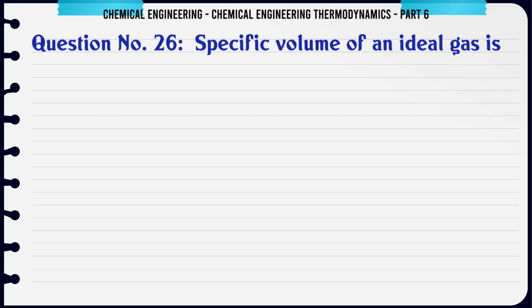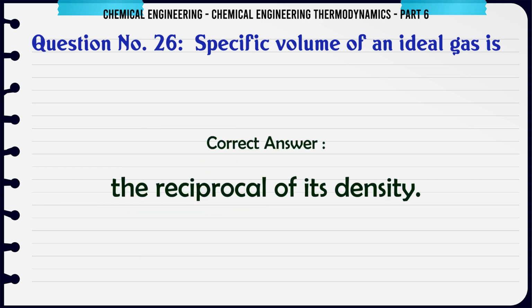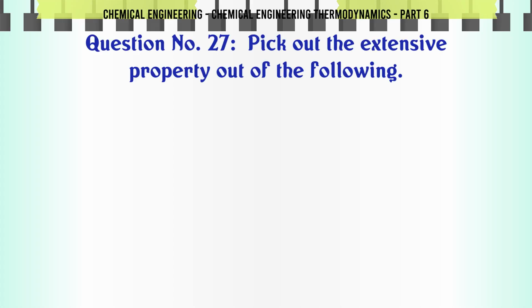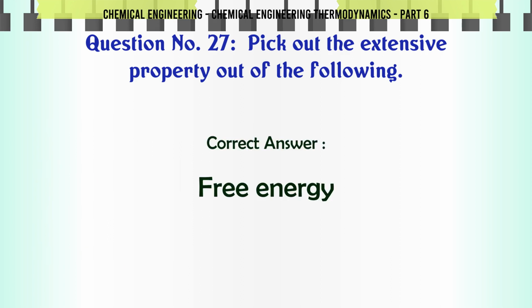The correct answer is the chemical potential of each component should be same in the two phases. Specific volume of an ideal gas is A. Equal to its density, B. The reciprocal of its density, C. Proportional to pressure, D. None of these. The correct answer is the reciprocal of its density. Pick out the extensive property out of the following. A. Surface tension, B. Free energy. C. Specific heat. D. Refractive index. The correct answer is free energy.